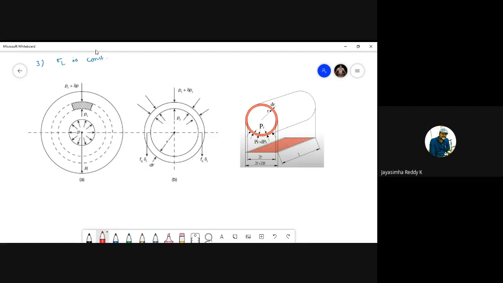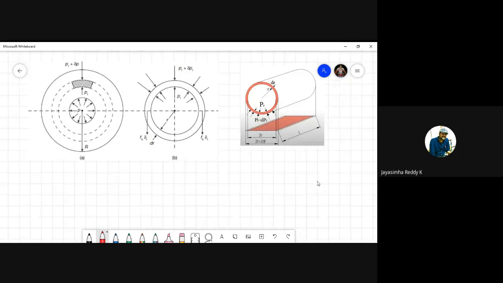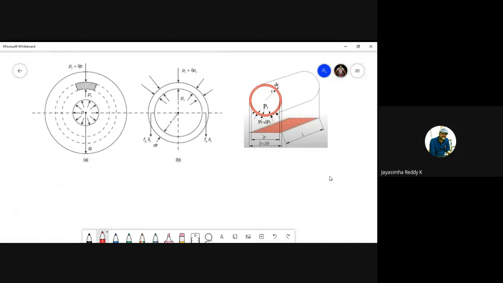Okay, now our problem is to find out the magnitude of this radial stress and how it varies along the thickness, and the magnitude of circumferential stress and how it varies along the thickness. For that purpose we have Lame's theory. Yesterday we made some assumptions for this theory. The assumptions are: the material is homogeneous and isotropic, plane sections remain plane, and sigma L is constant throughout the thickness. Across the thickness, sigma L is constant.